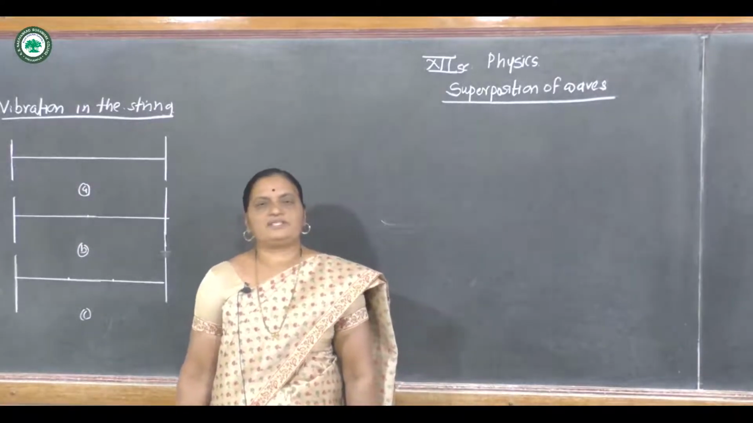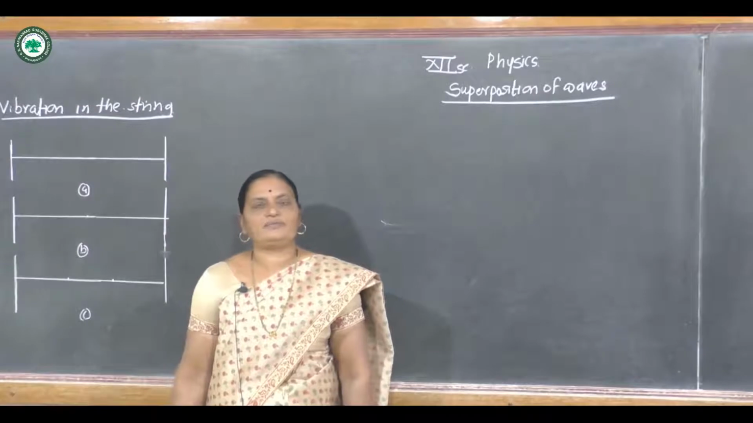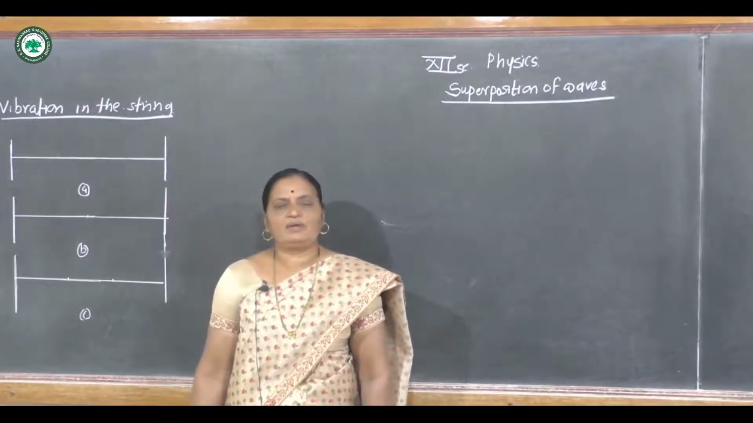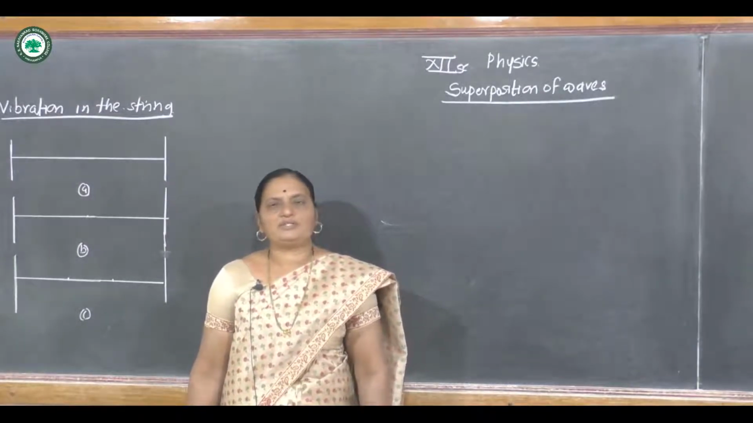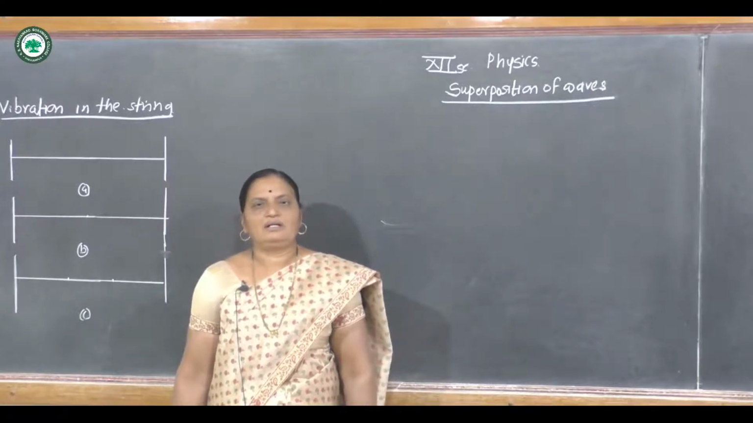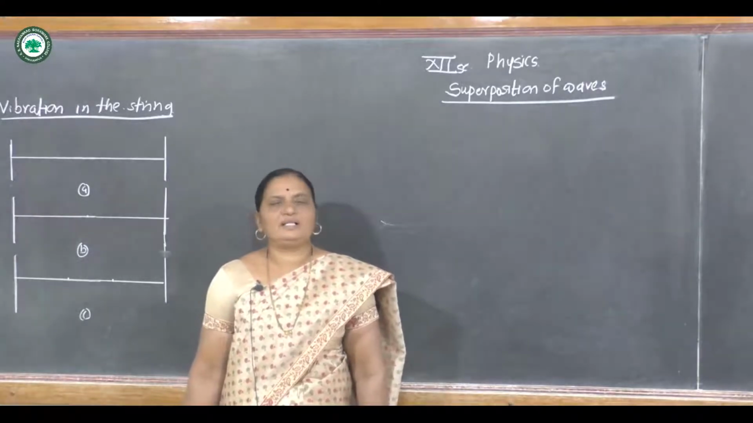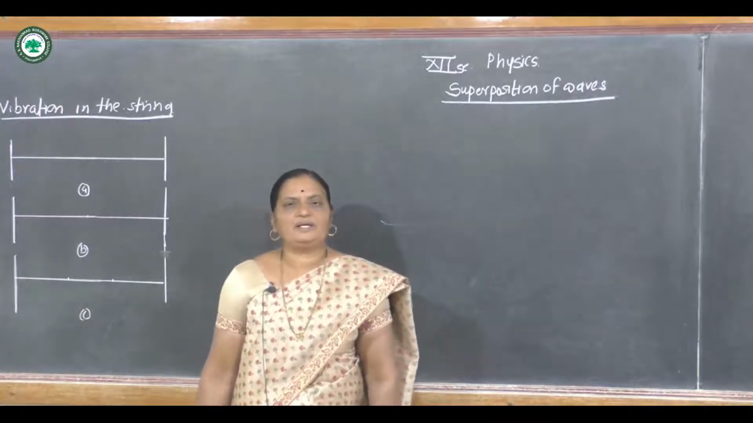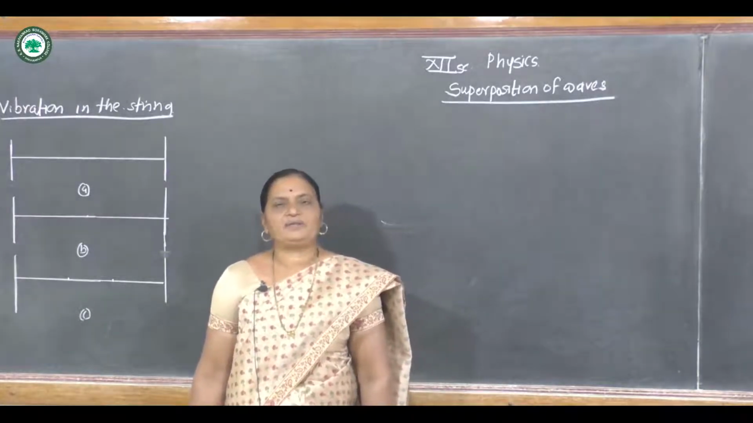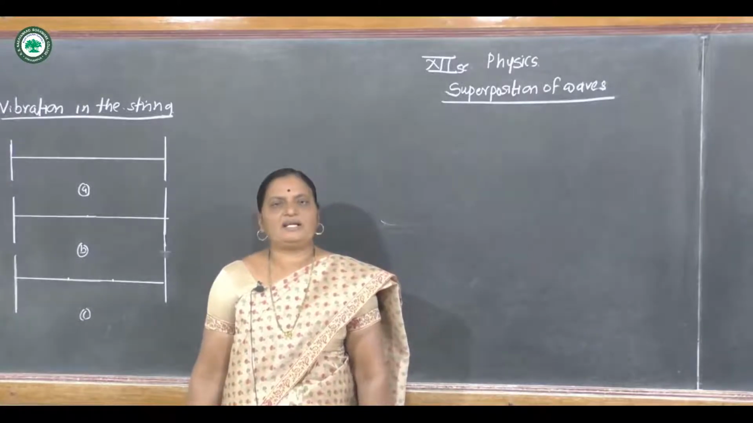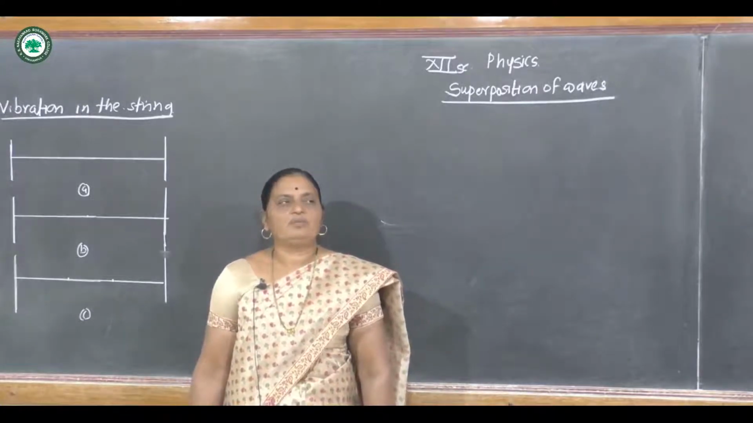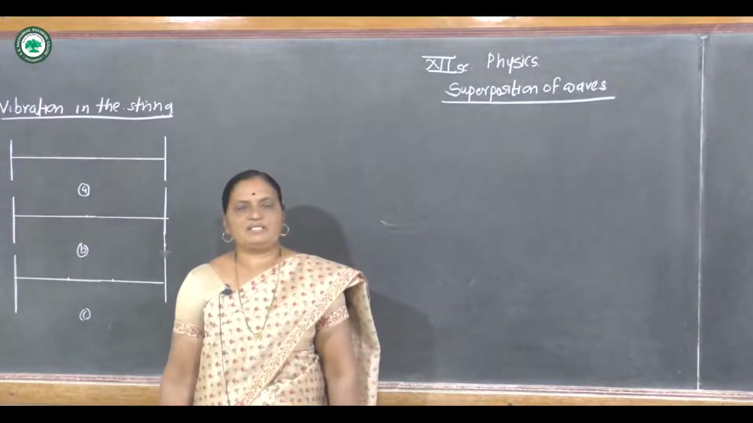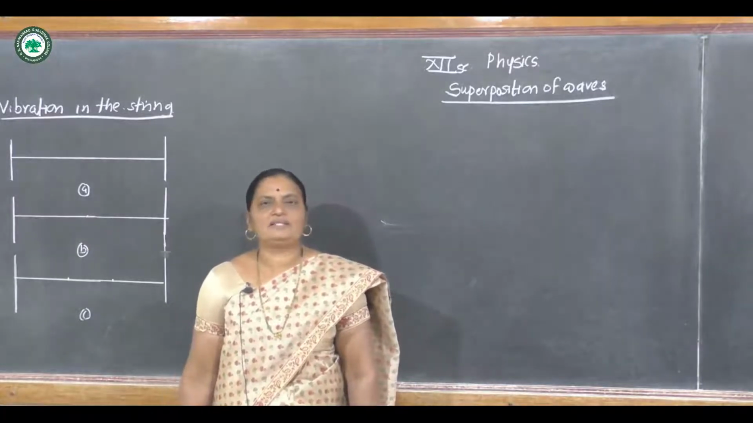Now this stationary wave is a localized wave, it is a standing wave. When it is produced on a string or a liquid column, nodes and antinodes are formed. The points at which the displacement amplitude is maximum are called antinodes, and the points at which the displacement is minimum are called nodes.